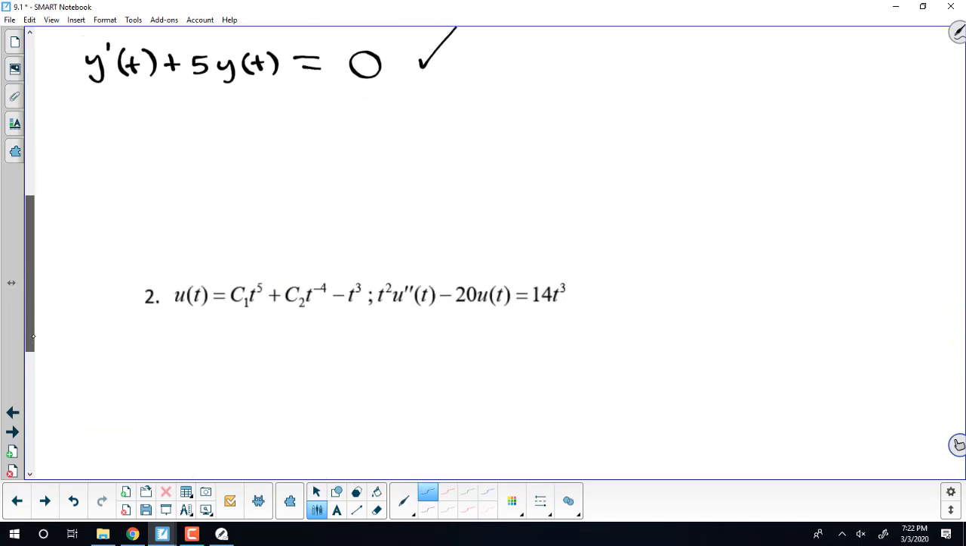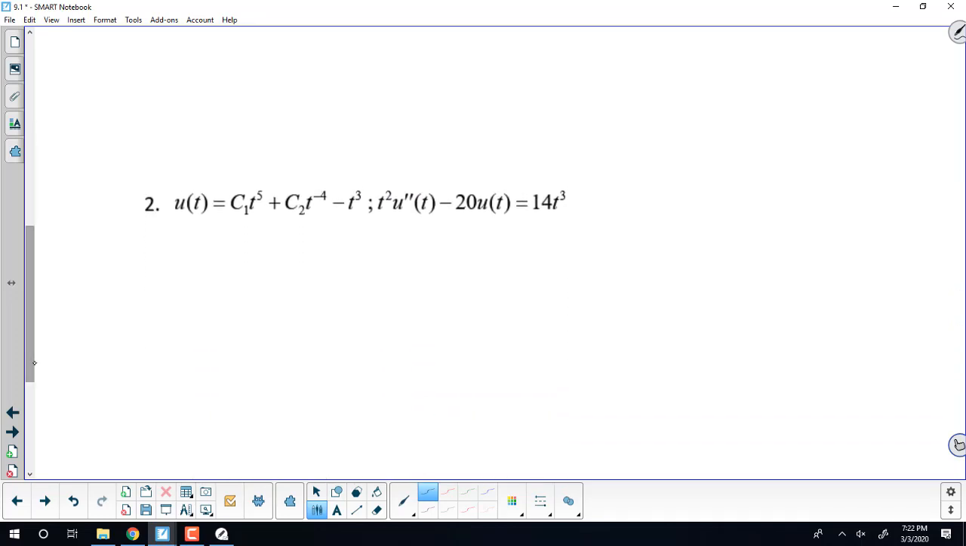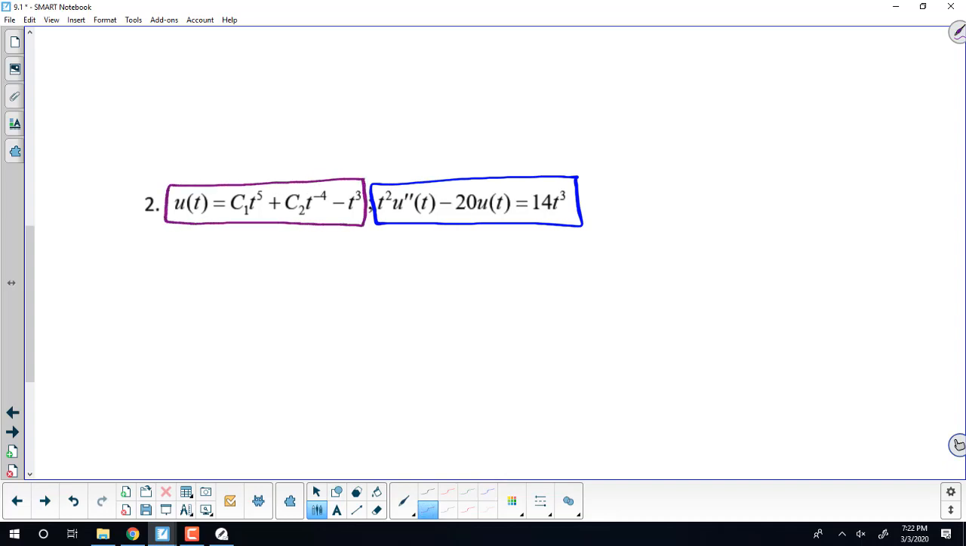Okay. Another example. I guess I could have scooted this stuff out a little bit, but here's the differential equation, and we want to verify that this function is a solution to that differential equation. So our differential equation involves u of t, which we're given, and it also involves u double prime, so we need to find u double prime.